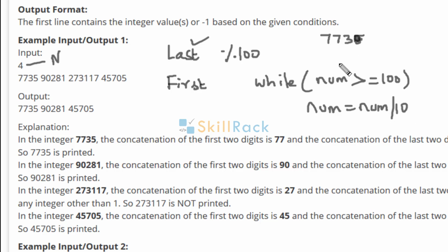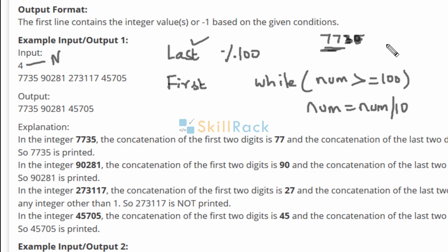Now it is 773. Is 773 greater than or equal to 100? Yes. Then again divide by 10. It removes 3. So now is the number greater than or equal to 100? No. 77 is not greater than or equal to 100. So now observe the value. You are getting the first two digits.